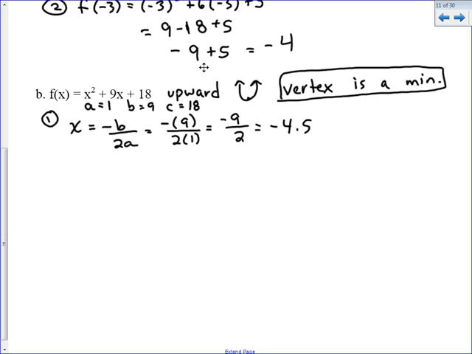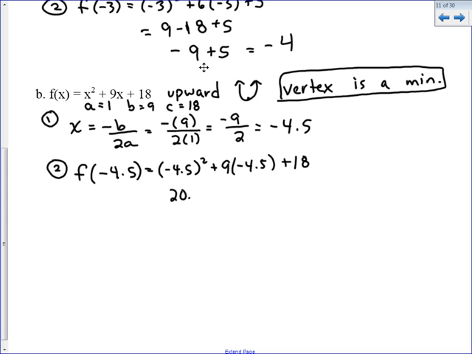And then where do I find the y value? Substitute that value back into your function. So take your function and in place of x, use negative 4.5. So I'm going to have negative 4.5 squared plus 9 times negative 4.5 plus 18. I think it's 20.25 minus, oh yeah.